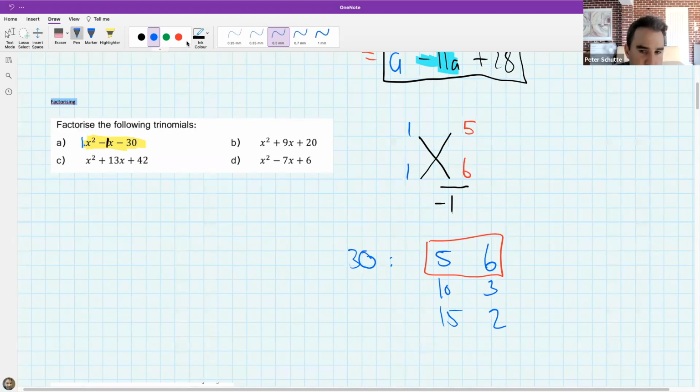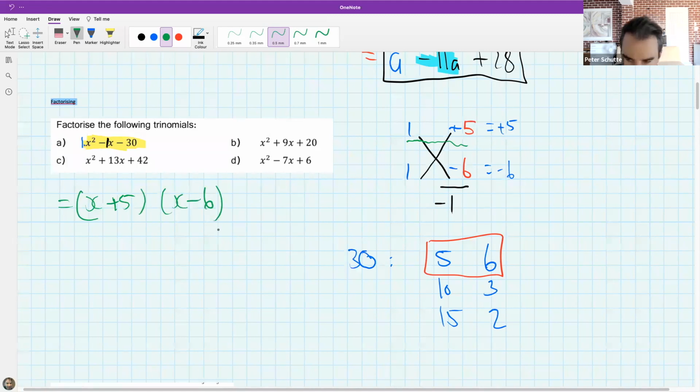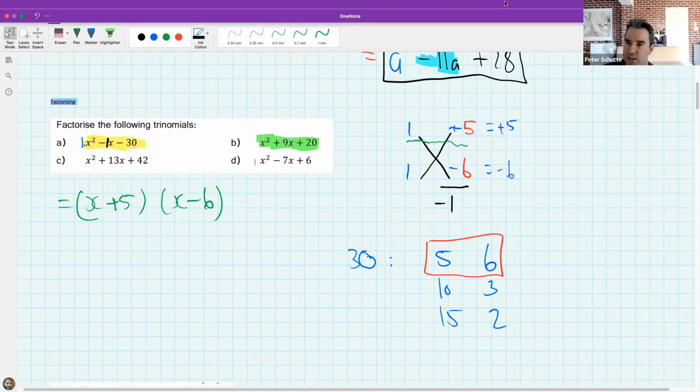Then I'm going to multiply along here, but I need to put plus and minus signs. Because I want to end up with a negative, I'm going to make this a plus and this a minus. 1 times -6 is -6. 1 times +5 is +5. And then 5 plus -6 is -1. To finish off, I write my factorization as x plus 5 and x minus 6. And so that is a factorized trinomial expression. Now I want you to try by yourself to do this one over here. However, if you have a question, now is a good time to ask. For the rest of us, try and factorize that trinomial for me.